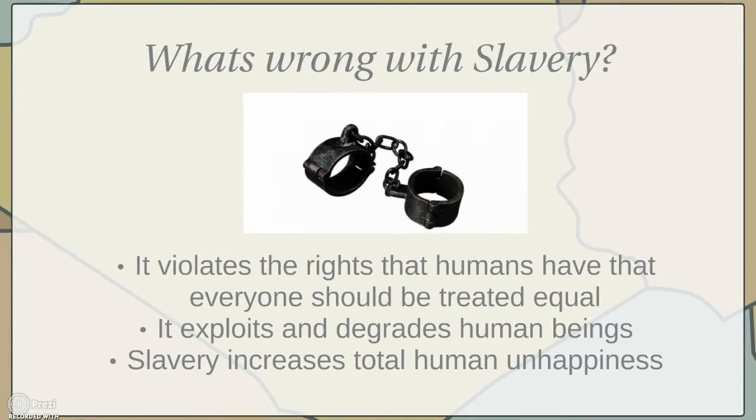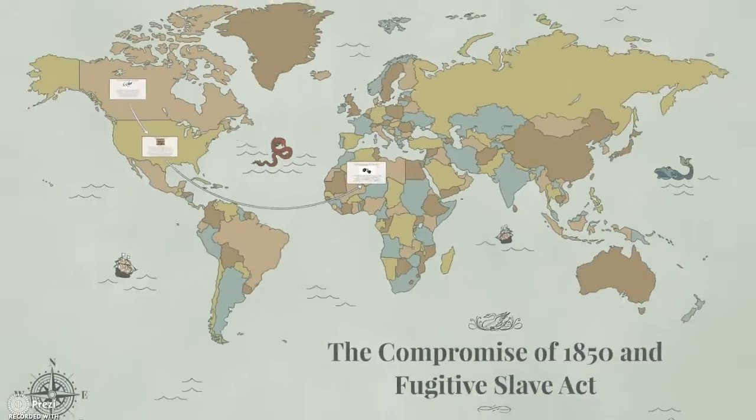So what's wrong with slavery? It violates the rights that humans have, that everyone should be treated equal. It also exploits and degrades human beings. Slavery increases total human unhappiness. Now that we looked at those, we're going to look at some other important events and laws.